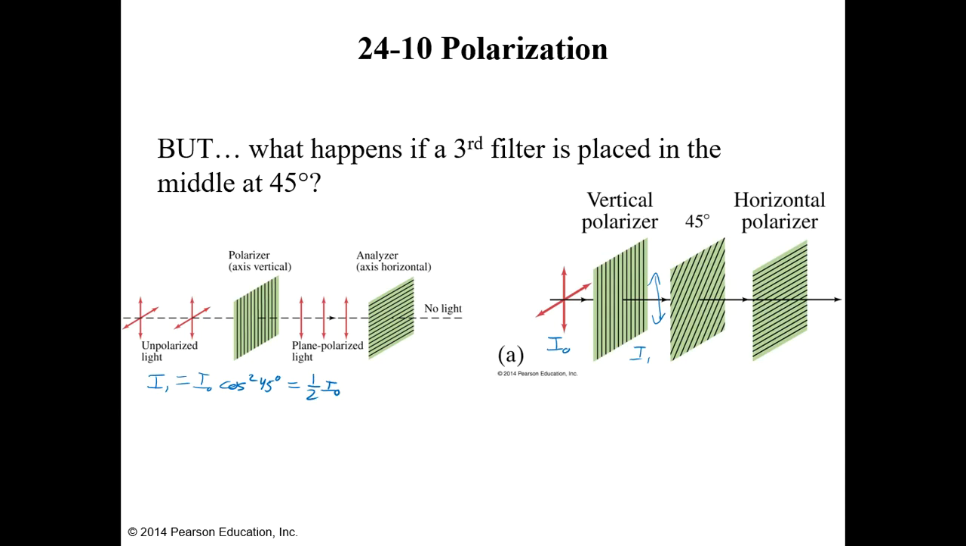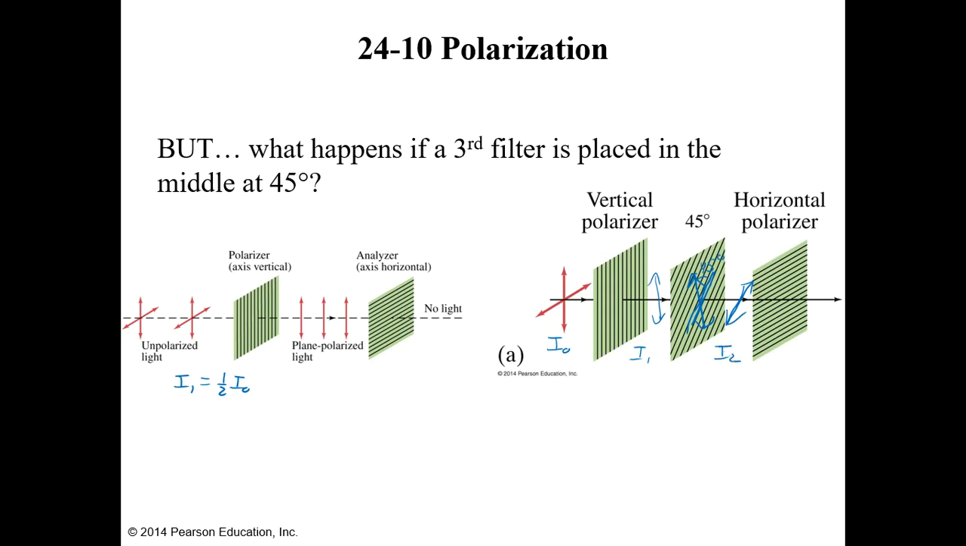Excuse me. You know what? That's if it's polarized light. We're dealing with unpolarized light. Well, we get the same result anyway. So I1 is going to equal 1/2 of I naught because you're going from unpolarized light to polarized light. But then this polarized light, which is oriented vertically, comes and hits a filter that is 45 degrees from it, and thus polarizes your light at that 45-degree angle.